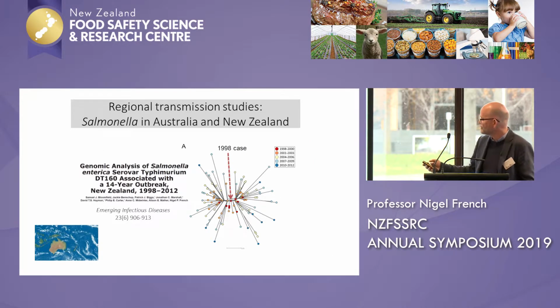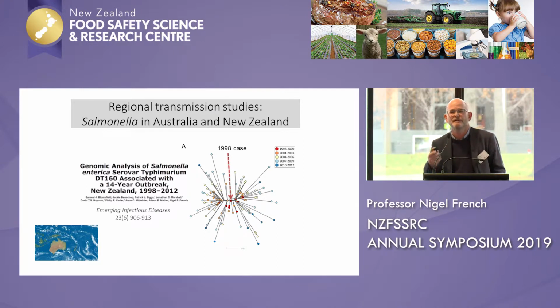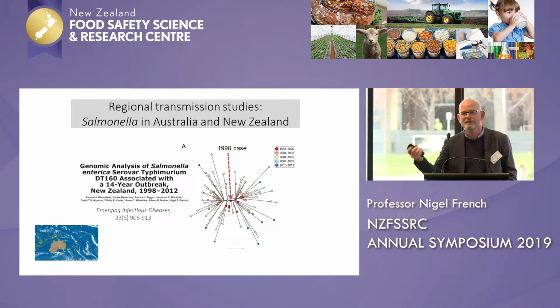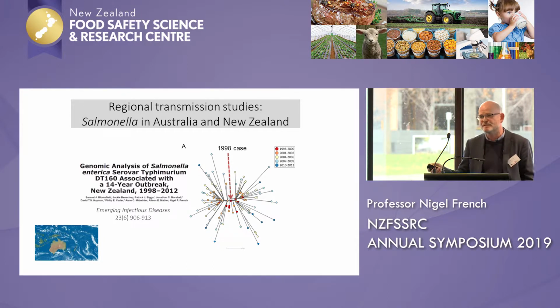So now we can look at regional transmission, and this is an interesting one looking at Salmonella in Australasia. So this is a piece of work that was done by one of our PhD students which looked at this particular strain of Salmonella typhimurium. It was a wild bird associated strain that started off in Christchurch with a big die-off of wild birds, then transferred over into people and into livestock, and resulted in a 10-year-long epidemic of this particular strain. It was the most dominant strain in New Zealand for 10 years.